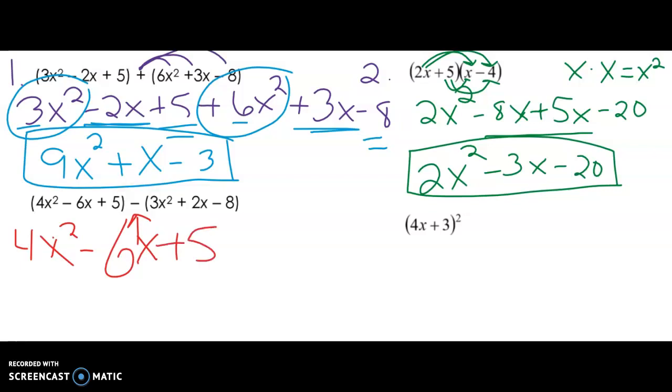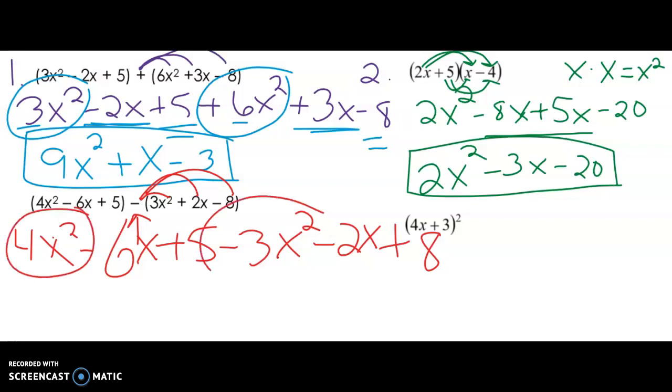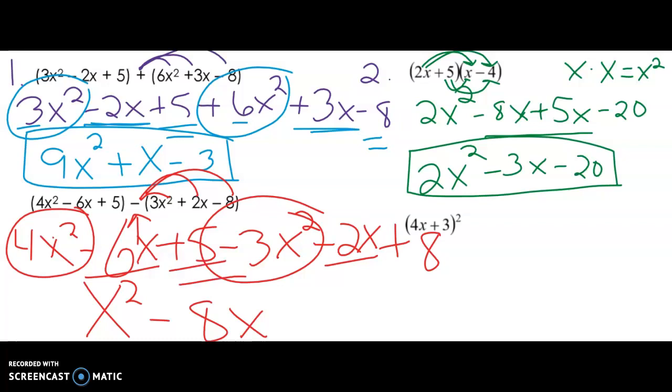Now we just change our signs. It's the opposite. It's negative 3x squared minus 2x plus 8. Every time we change those signs. Now we can combine our like terms. 4x squared minus 3x squared is just x squared, 1x squared. Negative 6x minus 2x is negative 8x. And plus 5 and plus 8 is plus 13.